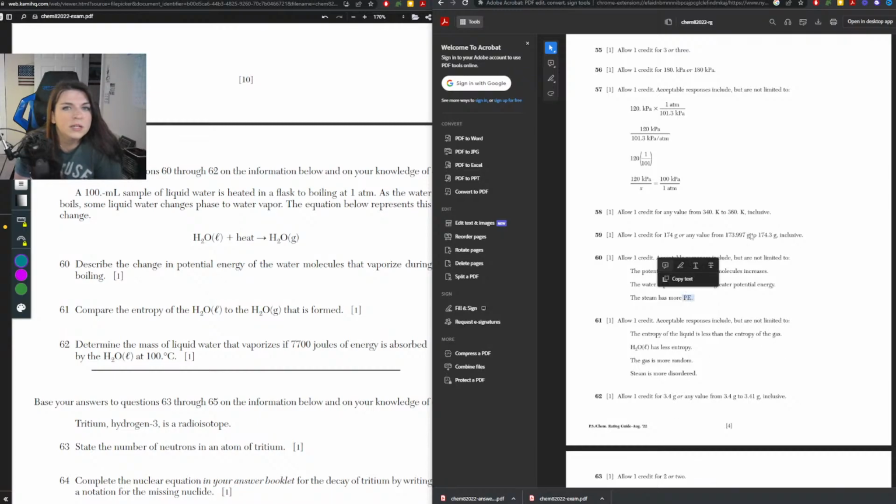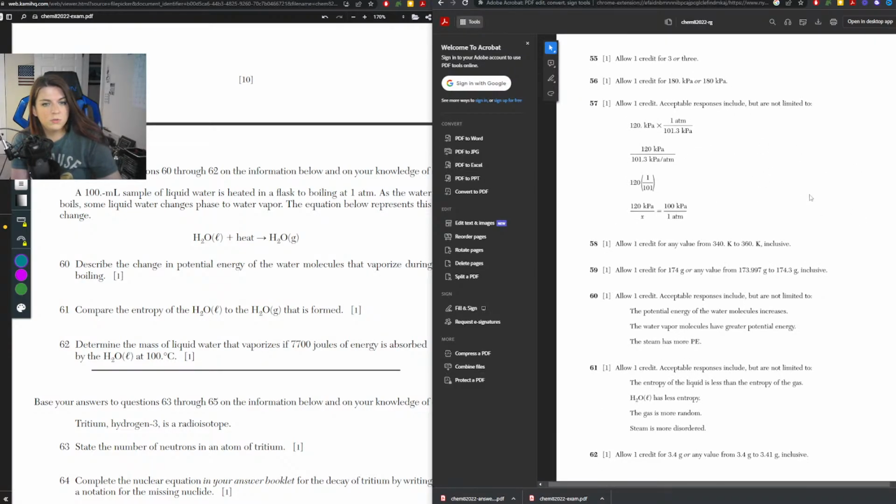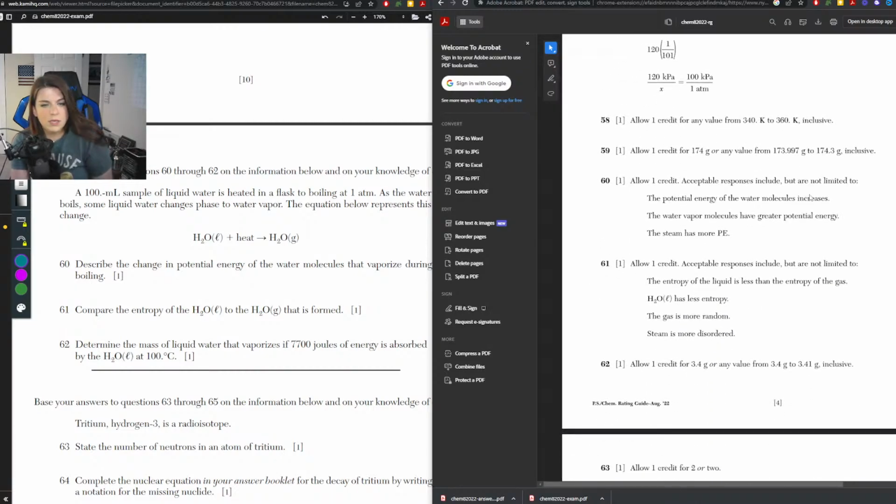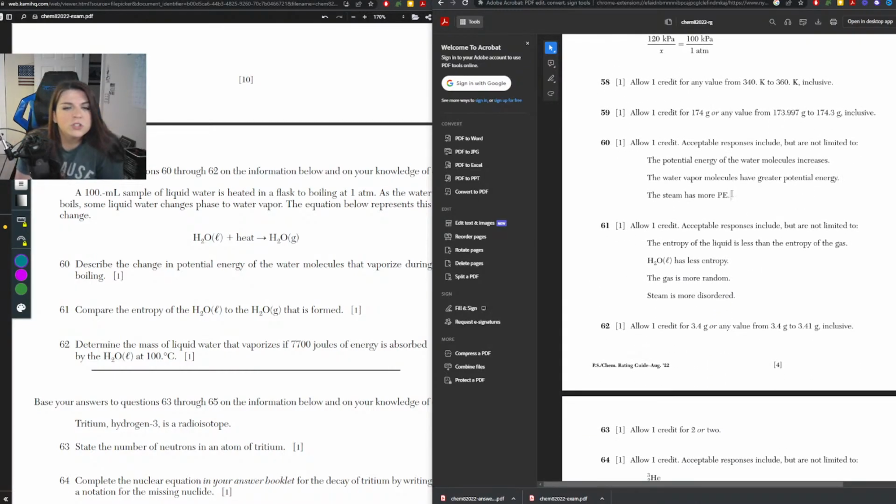I don't know if you can see that. I know it's super tiny. I don't know how to zoom in on this. Can I just do this? Yeah, there we go. Okay, so for question 60, it is accepting PE in place of the term potential energy. I wouldn't rely on that. I would just write out potential energy. This way you can tell the grader, hey, it is potential energy I'm talking about. It's not just random stuff.